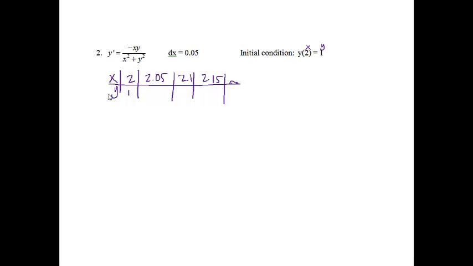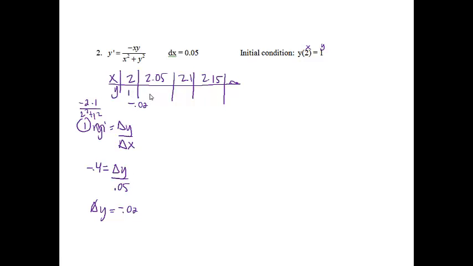When we do the first approximation, again m is equal to delta y over delta x. M is my y prime, and for this one I do negative 2 times 1 over 2 squared plus 1 squared. When I do that, I get negative 0.4, and that equals delta y over 0.05, because that was the change in x. If I cross multiply, delta y is equal to negative 0.02. So I take my 1 and subtract 0.02 from it, which gives me positive 0.98.